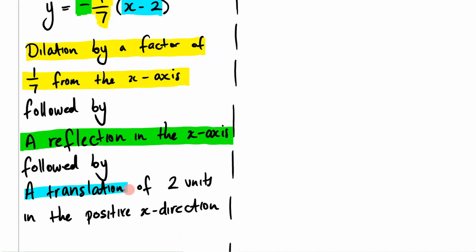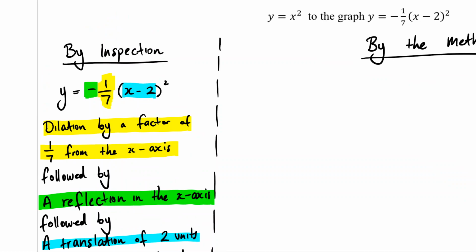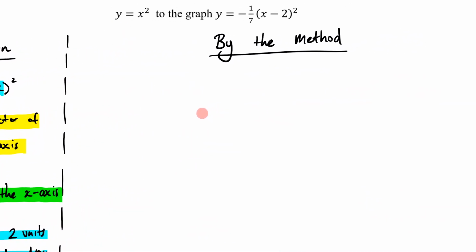So really important to realize that when you're reading off transformations, you do so in the order of dilations, then reflections, then translations. So a dilation by a factor of 1/7 from the x-axis, followed by a reflection in the x-axis, followed by a translation of 2 units in the positive x direction. So just by reading it off that, you can get those right there. But if you're thinking, I really prefer to do this by the method, that is also a good option. So let's talk about that now.